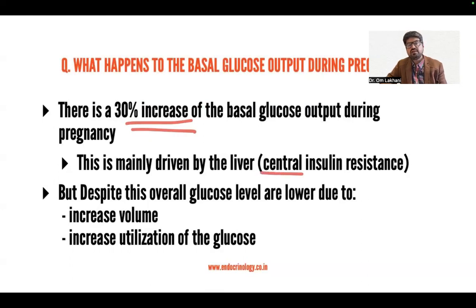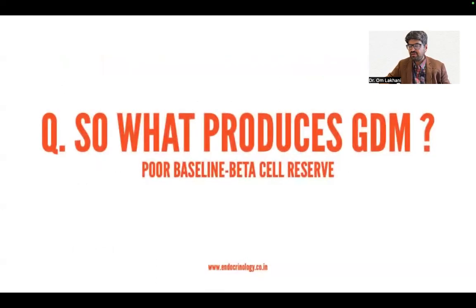But despite this increased basal glucose output, overall the glucose levels are lower because of increased volume or because of increased utilization of the glucose. So overall during pregnancy, there is a state where there is both an increase of glucose as well as an increase of insulin. So it's a state of insulin resistance as described.